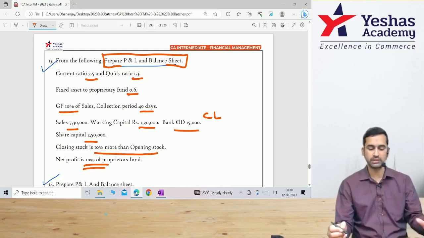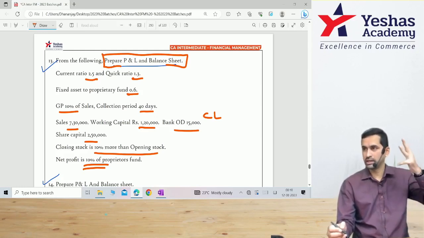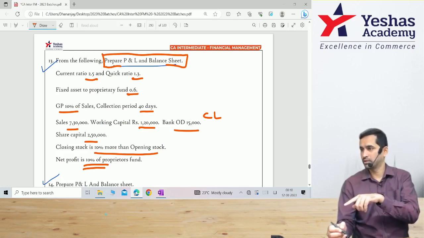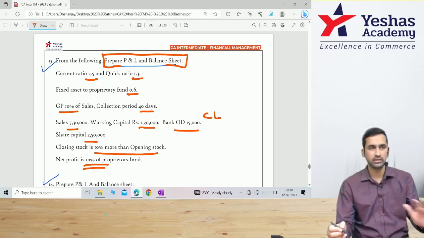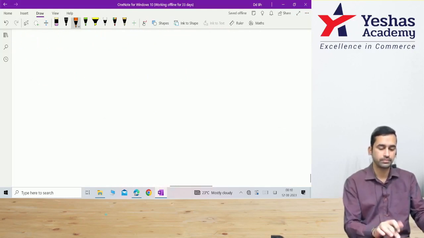I think a couple of numbers are directly available. I can fill sales, I can fill bank OD, I can fill share capital, and GP is given. So sales done, GP done, I can fill CO, GS. With that, trading account will be ready, and then GP I'll transfer to P&L. From there I can continue one by one. Yes, let us start.